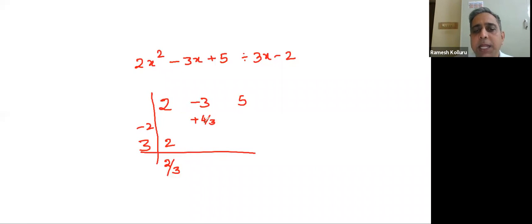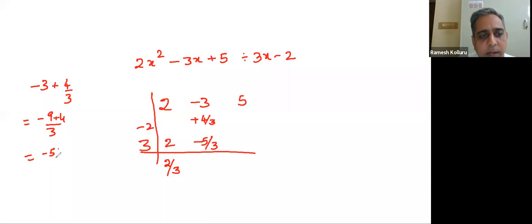So minus 3 plus 4 by 3 means minus 9 plus 4, which is minus 5 by 3. Again, I am dividing by 3, which is minus 5 by 9. So here minus 5 by 9. I have to do this. There is no other way. When I am dividing, it should divide exactly. So if it is not dividing, I have to write exactly divisible.